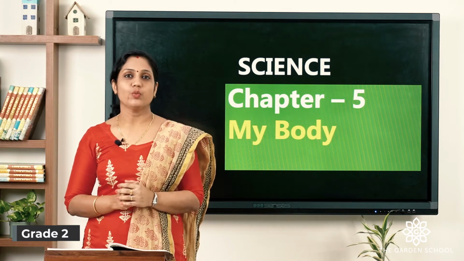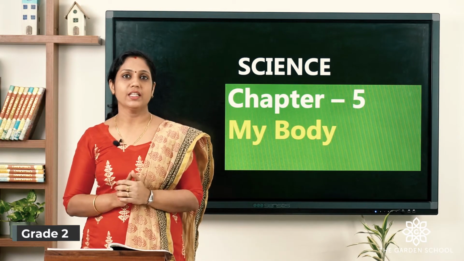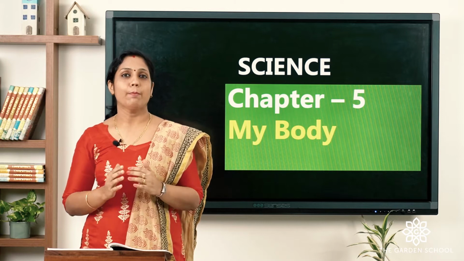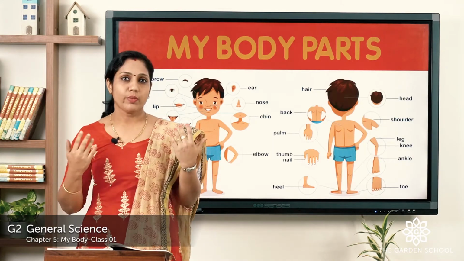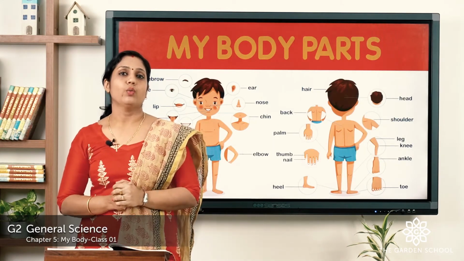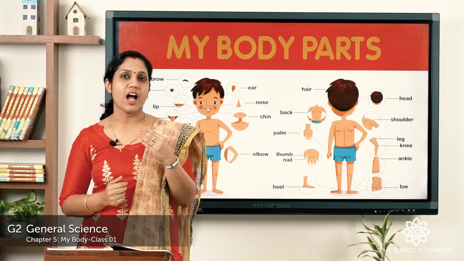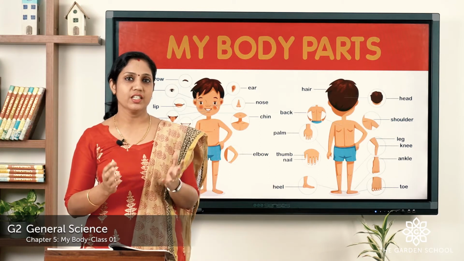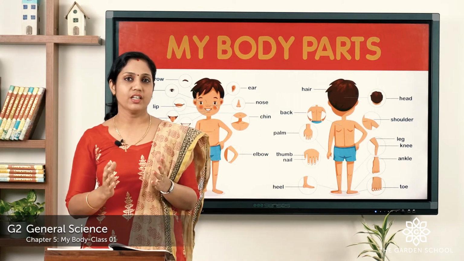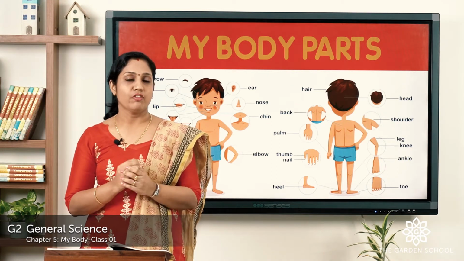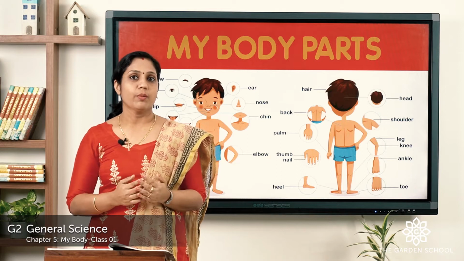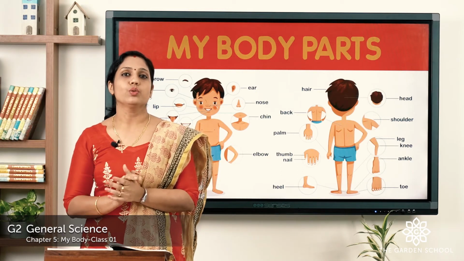Today in science, we are moving on to a new topic, that is chapter 5, My Body. So you all know what our body parts are. There are so many body parts in our body, right? We have our head, hair, eyes, nose, cheek, chin, hands, fingers, legs, and likewise there are so many body parts. Now today we are going to learn about our different body parts and some of the uses of our body parts.